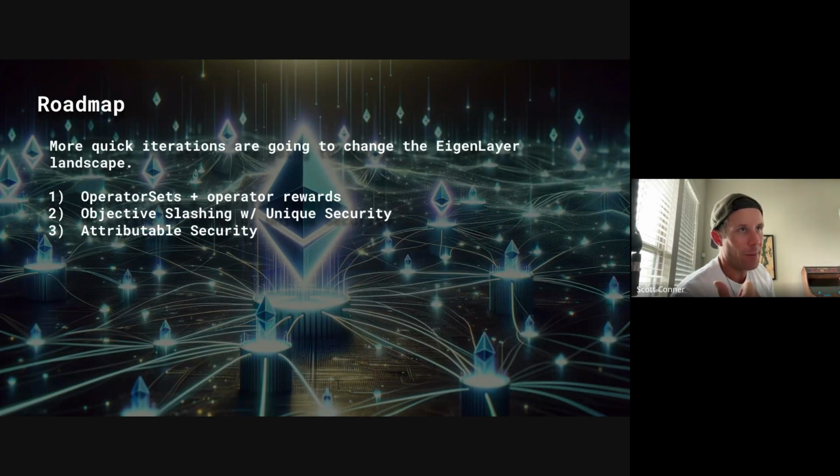An API for the operator to say, here's my slashable stake for this operator set. And then one API for the AVS service manager to say, okay, slash this guy in this operator set, and then to do it. That's with something called unique security. Shavik is cooking something on that. We will fully explain what that is, but those will be built on top of operator sets.